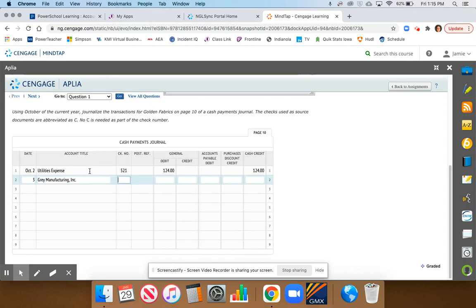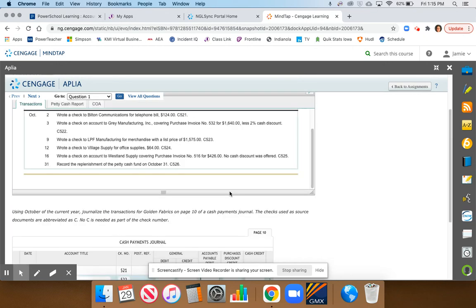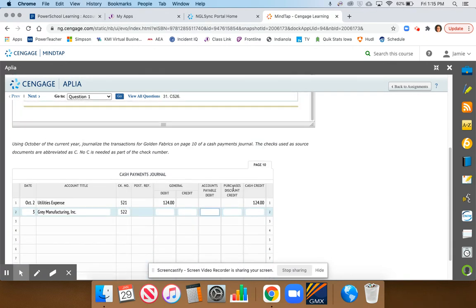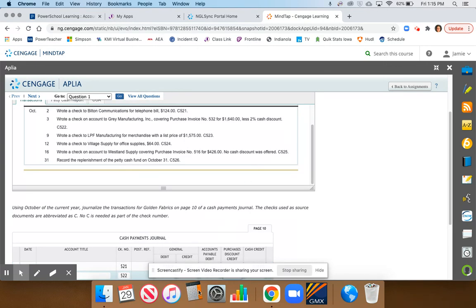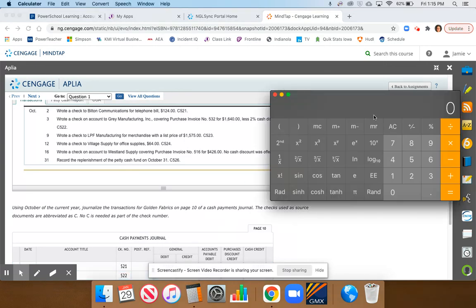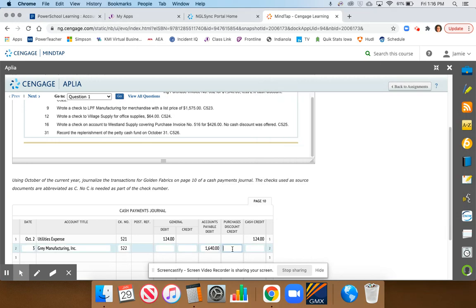Inc., check 522. And because it's accounts payable, we need to be sure that we're in the accounts payable debit column. And we owed them $1,640, so we need to debit their account for $1,640. And then they gave us a discount, a 2% discount. So you will need to use a calculator most likely. And 1,640 times 0.02, not 0.2, 0.02 to get 2%. We got a $32.80 discount. So we'll put that in our discount column.